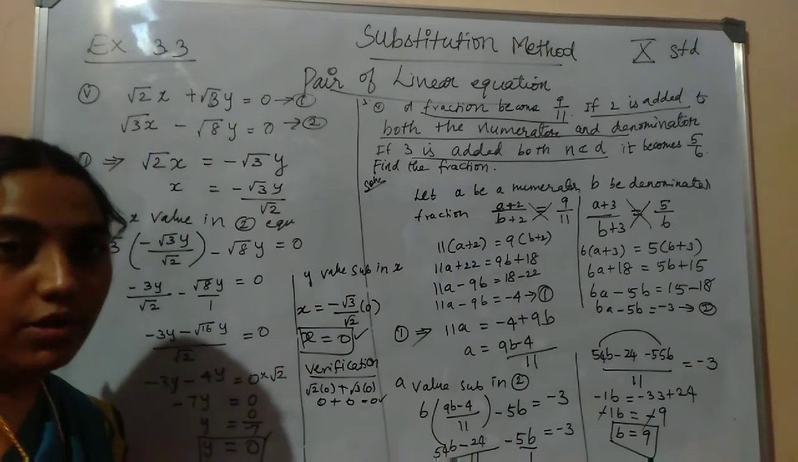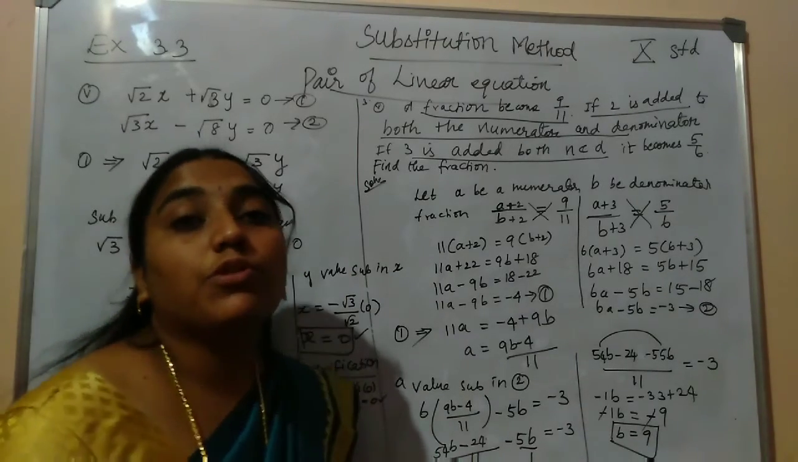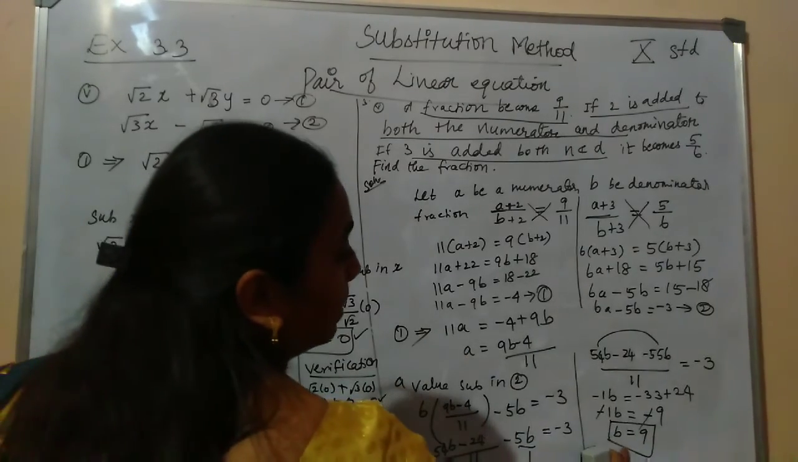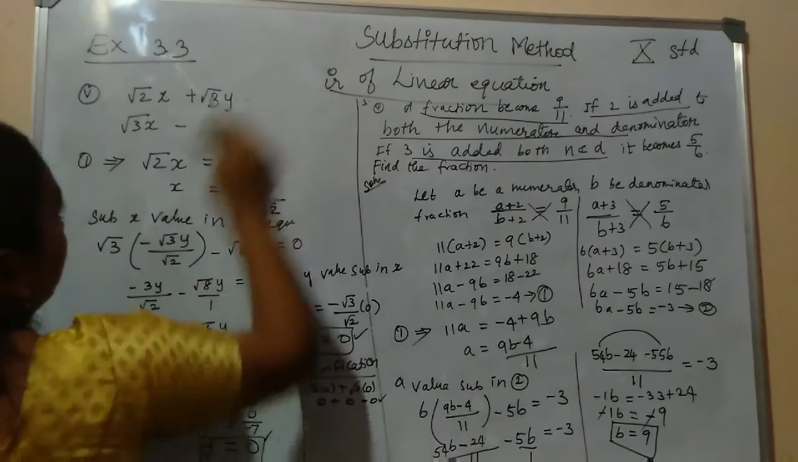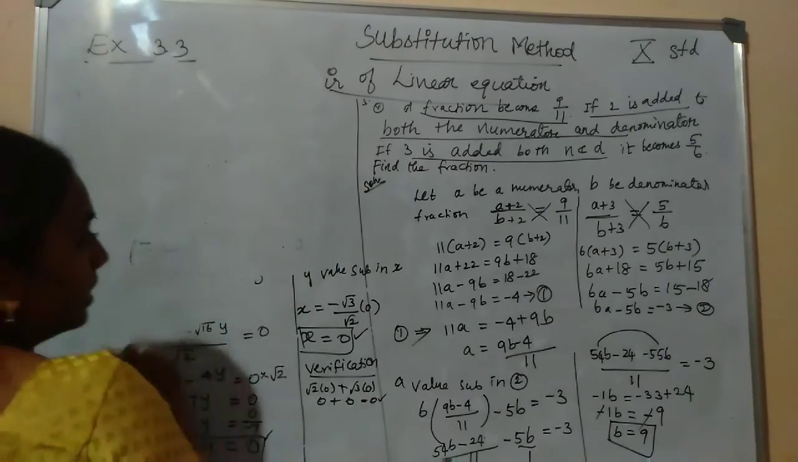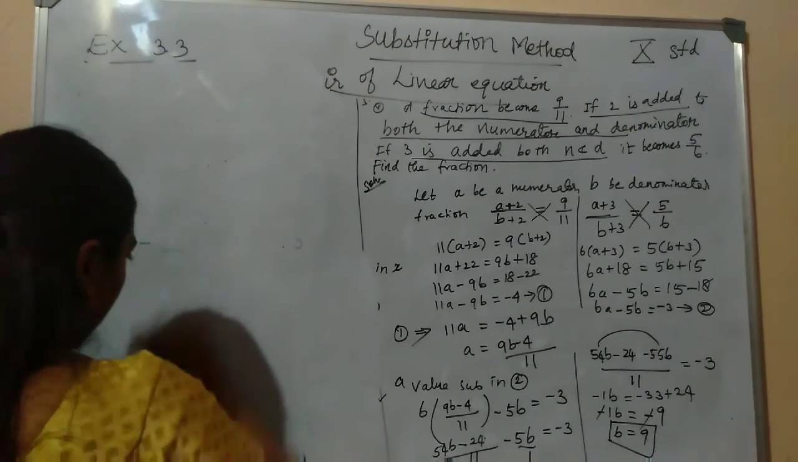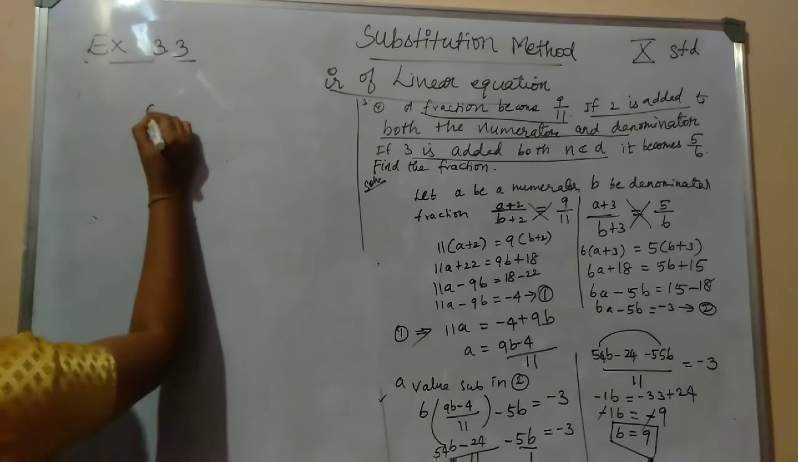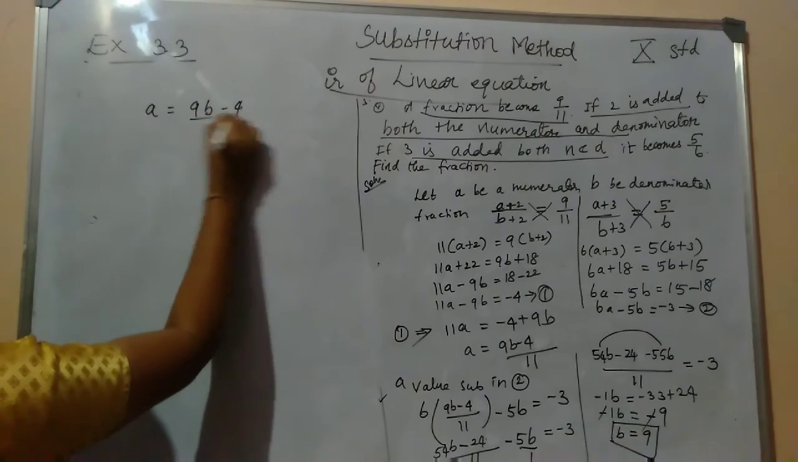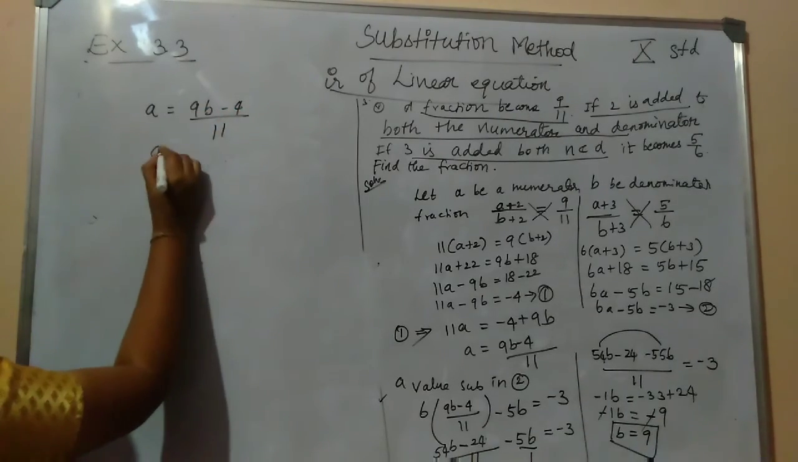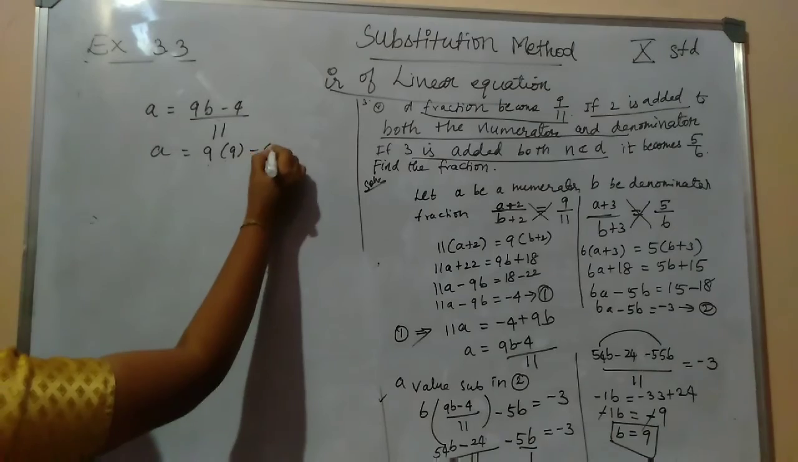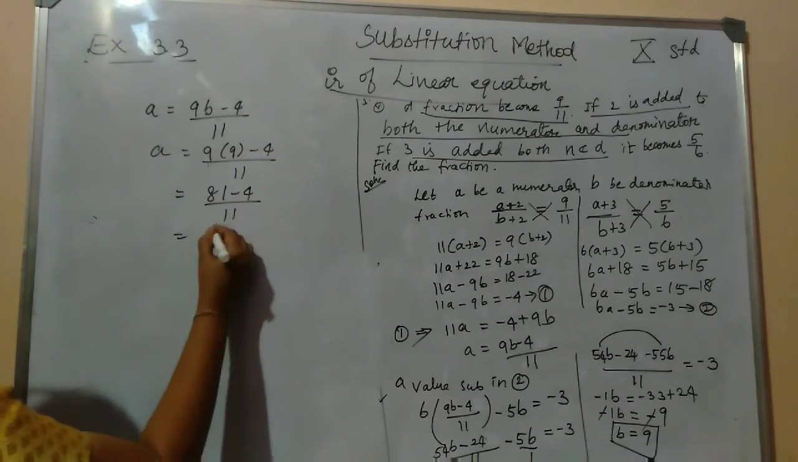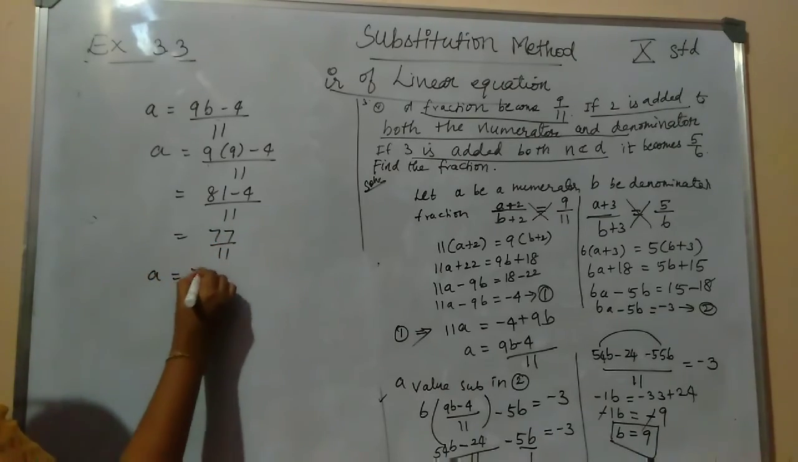Now we found the b value. This b value you are going to substitute to find the a value here. This sum is a little bit lengthy, that's all. It is not tough. It is just a lengthy sum. So we have to substitute in a is equal to (9b minus 4) by 11. So what is the b value? 9. So 9 into 9 minus 4 by 11. 9 nines are 81 minus 4 by 11. 81 minus 4 is 77 by 11. So a is equal to 7.